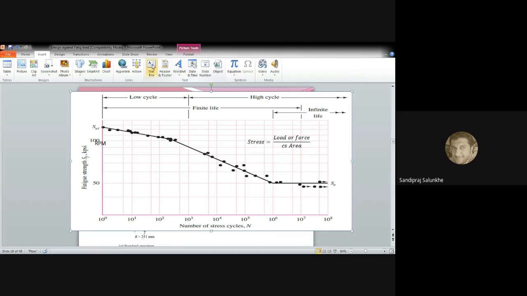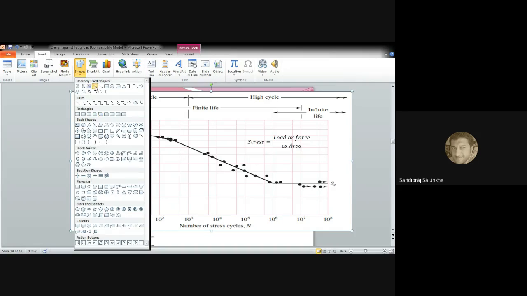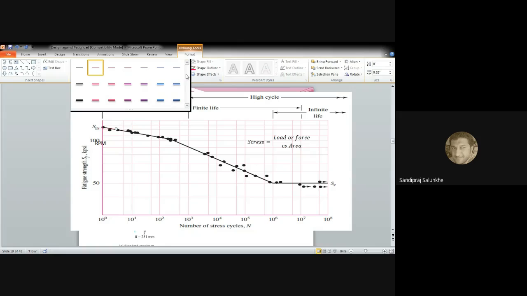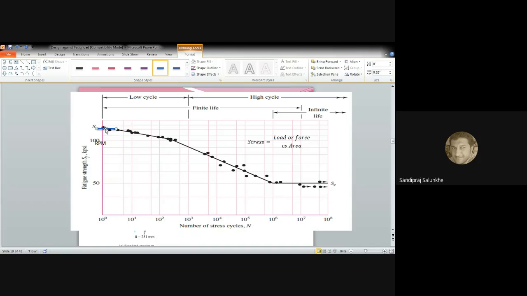Suppose we are going to take this trace value, and this blue line, is it visible? Yes, sir. Okay.